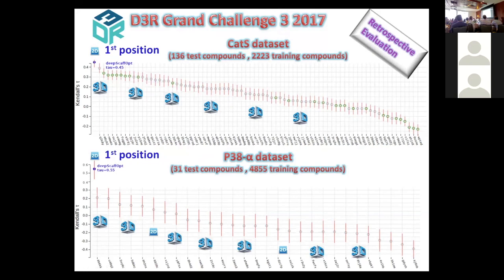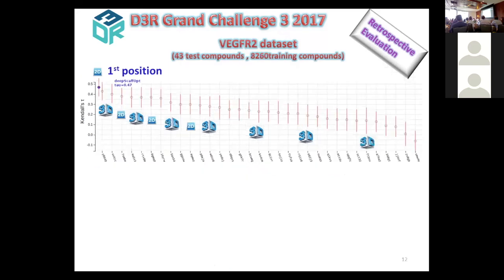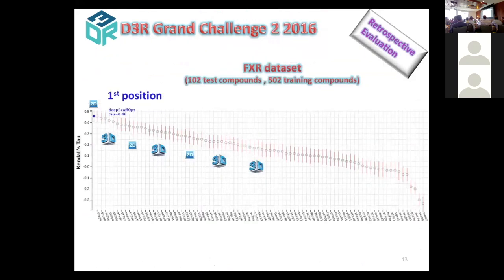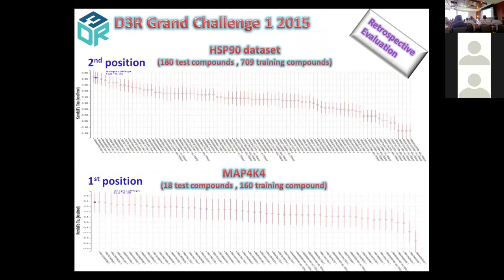So most of the top participants use three-dimensional information. Similarly for the VEGFR dataset, first position, outperforming mainly 3D structure-based methods. For FXR, first position, and finally HSP90 and MAP4K4, second and first position. These are all retrospective evaluations.